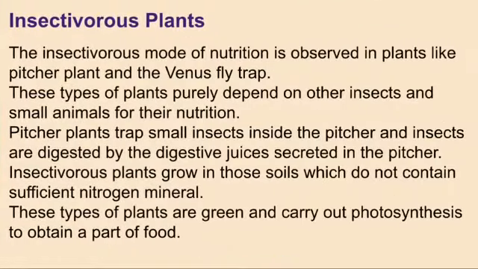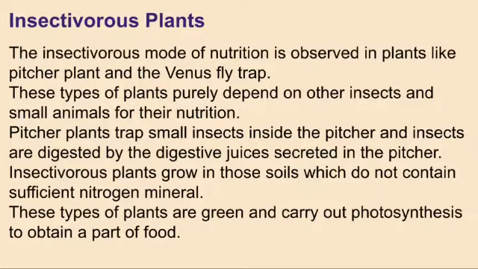So let us talk about the insectivorous plants. As you know from the name, insectivorous means insect-eating plants. The insectivorous mode of nutrition is observed in plants like the pitcher plant and Venus flytrap. Both are very common examples of insectivorous plants. These types of plants depend on insects and small animals for their nutrition.